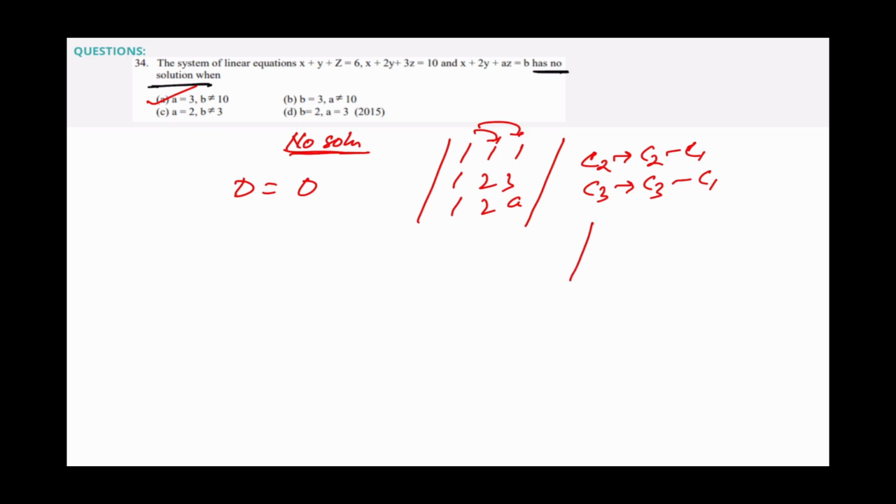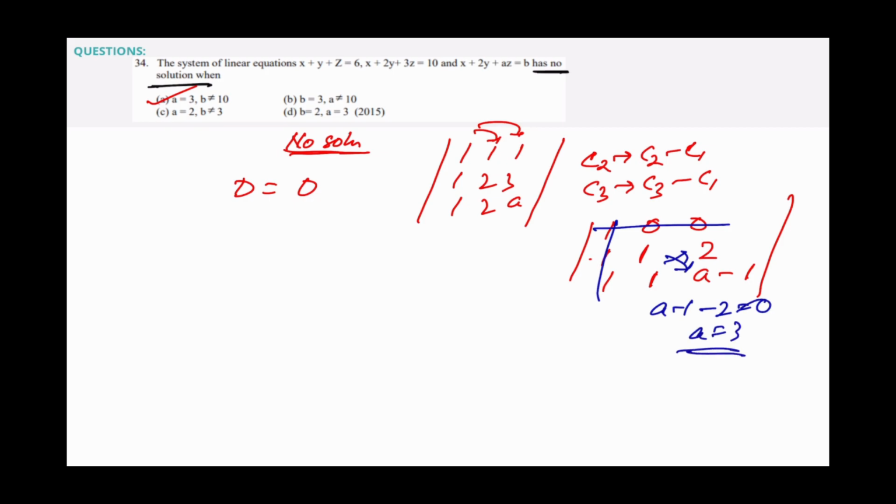Don't start solving the whole thing. If you do the whole thing, you have a much better chance of making silly mistakes, okay? Try to make it short, so 1, 0, 0. And this will be 1, this will be 2, 1, okay? Again 1, and this will be A minus 1, done. So expand along this, what will you get? This and this, so you'll get A minus 1 minus 2 equal to 0, so A equal to 3. I think no other option satisfies A equal to 3. Since the options are given like this, directly you can go with A, correct? Done.